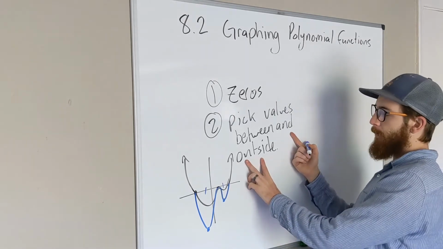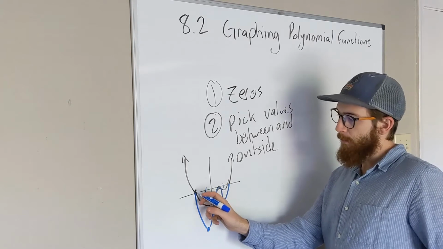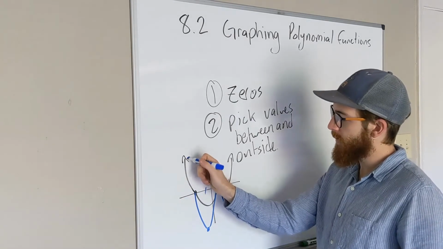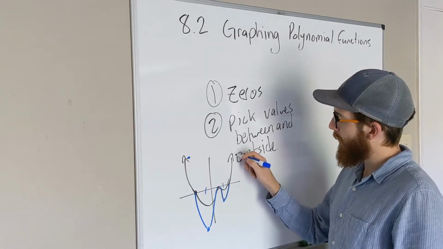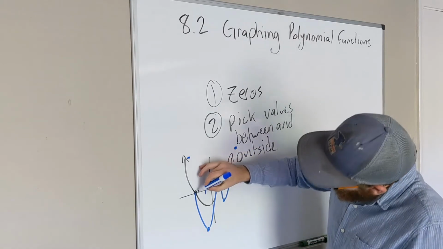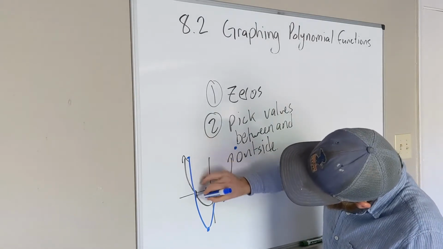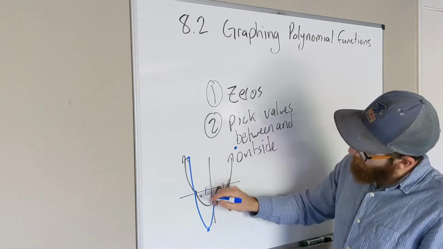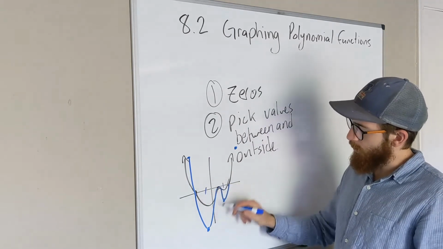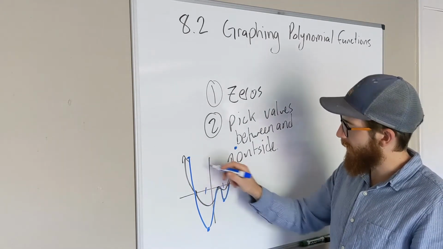And when I say pick points outside, if I pick a point outside this and the point is here and the point is here, then not only do I know how it's going between the zeros, but also how it's going to go on the outside as well.